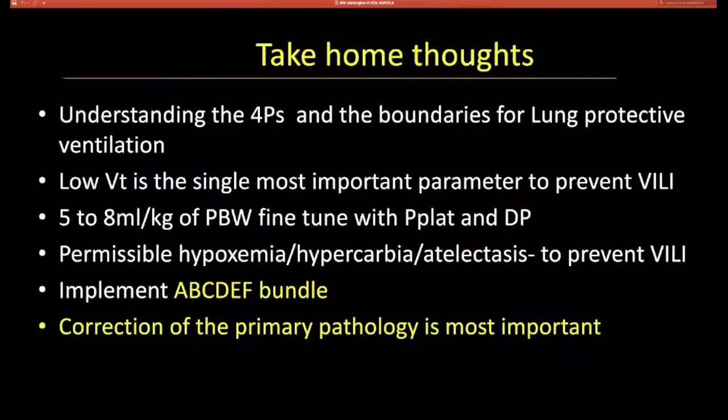So the take-home thought should be understanding the 4 P's, the boundaries of lung protective ventilation. Low VT is a single important parameter to prevent VILI. A 5 to 8 ml/kg tidal volume. Start with predicted body weight. Fine-tune with P-plat and driving pressures. Permissible hypoxia, hypercarbia, and atelectasis to prevent VILI is acceptable.